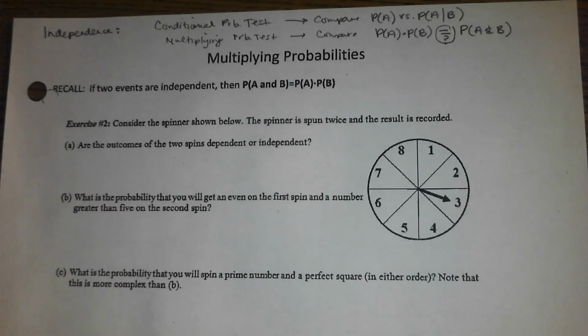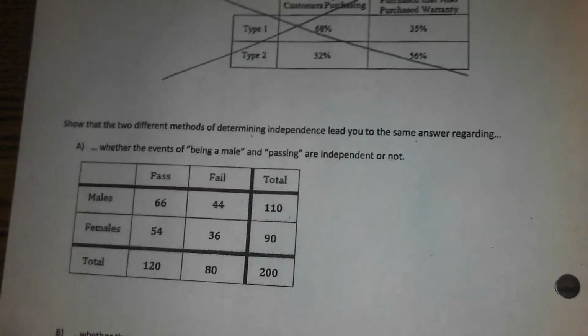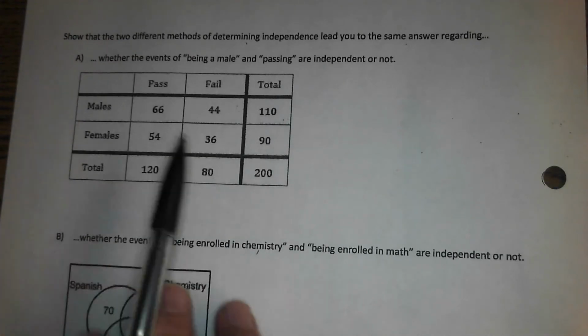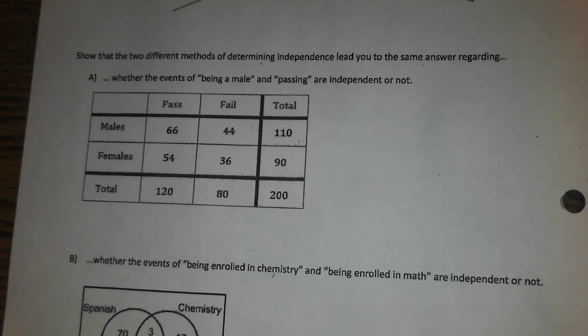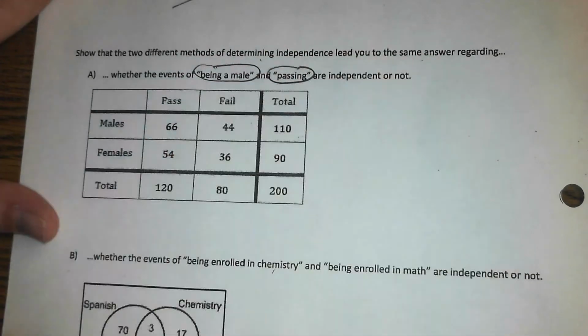Okay? Let's flip to the back. Cross out that first one. I've always hated that problem. I don't want to discourage you. Get rid of that. But in this second to last one, with males and females from a chart, it wants us to do the two different methods of determining independence: whether the events of being a male and passing are independent or not.